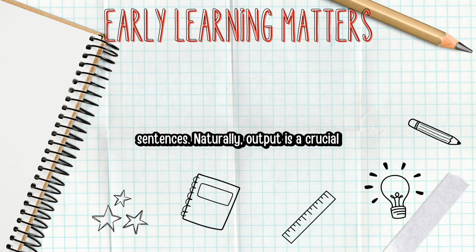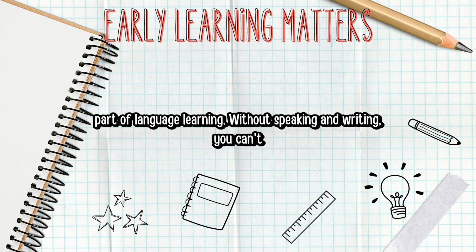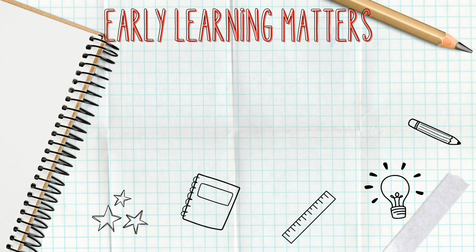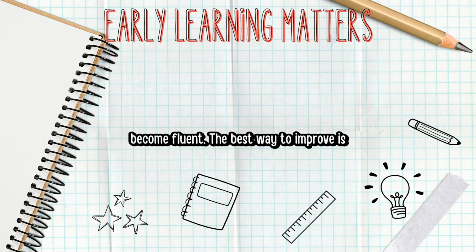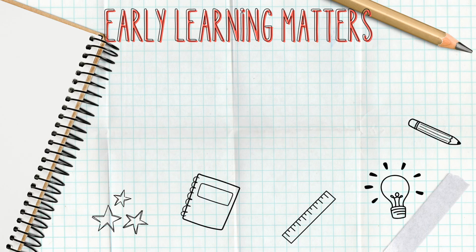Output is a crucial part of language learning. Without speaking and writing, you can't become fluent. The best way to improve is to start small and practice consistently.